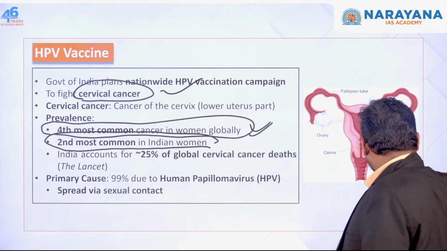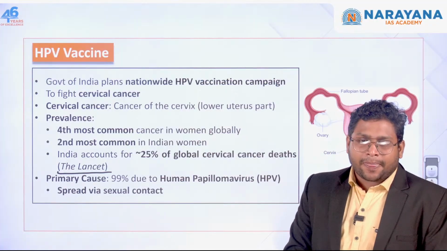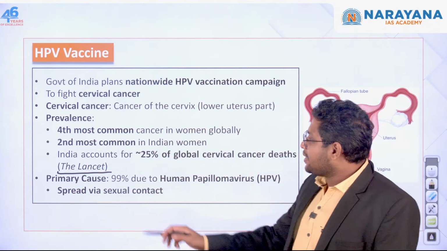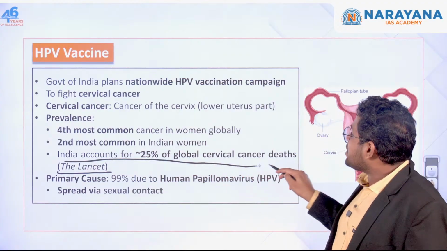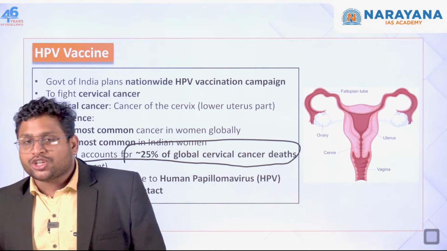What's the reason? Why is this cervical cancer happening? So 99% of the reason could be one virus, that is human papillomavirus. In short, we call it HPV. So I'm saying cancer is caused by a virus. The name of the virus is human papillomavirus, HPV. Okay, and this virus gets transmitted from one person to the other because of sexual contact.